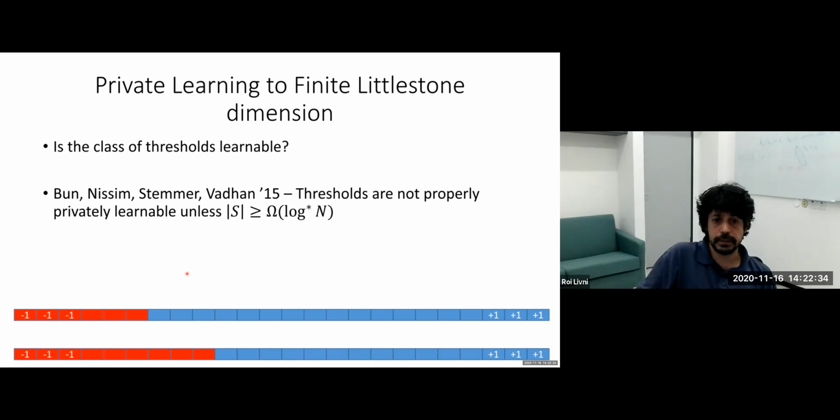So what does it mean by properly? Properly means that the algorithm needs to output a threshold function. Okay, you learn the threshold functions by actually outputting a threshold function from the class. And they showed that the sample size scales with n, where n here is the size of your domain. So if we're thinking of thresholds over an infinite set, then it is not learnable. Okay, if you care about finite sets, then everything is learnable. But what you want is to get results that don't scale with the size of the domain. And they showed a lower bound for proper private learning of this class.